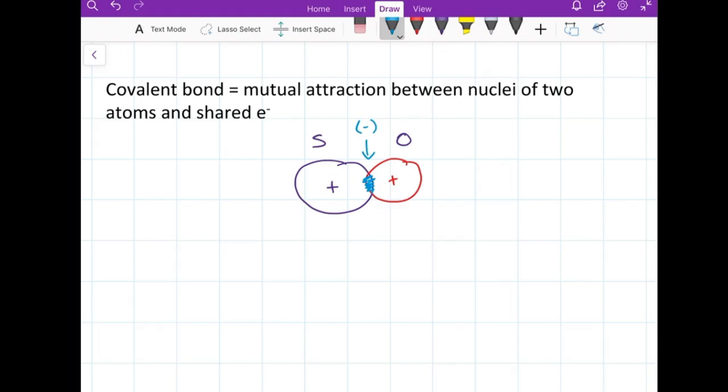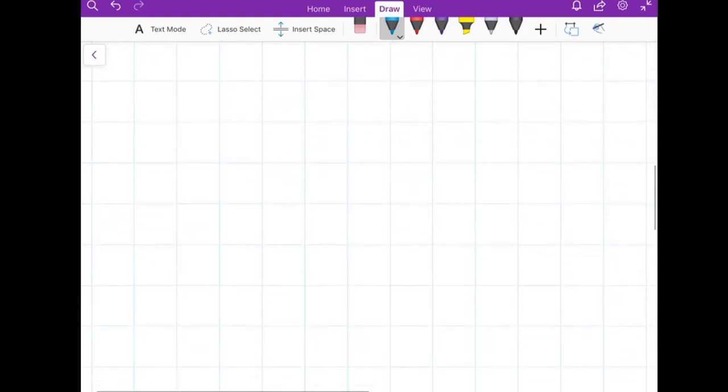So negative and positive attract each other. So what ends up happening is the nucleus from this oxygen atom is very attracted to those electrons. The nucleus from the sulfur atom is very attracted to the electrons in the middle that are being shared. And so it forms a bond. It's just a mutual attraction the two nuclei have for the same shared negative electrons. And that's what holds together a covalent bond. We'll get into Lewis structures a little bit later and actually map this out and take a look at how it works. But for right now, I just want to go into learning how to name them.